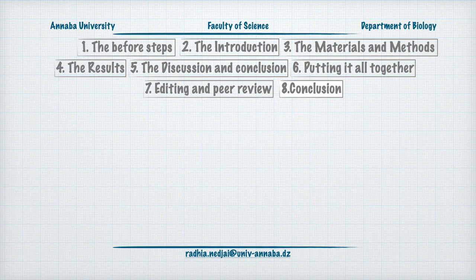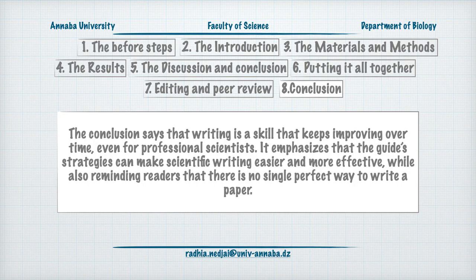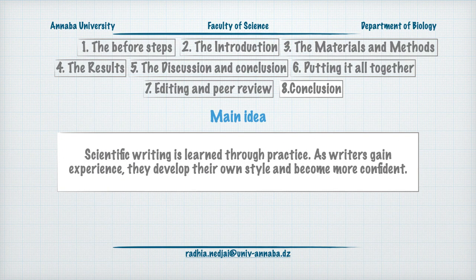The last step is the conclusion. The conclusion says that writing is a skill that keeps improving over time, even for professional scientists. It's not something mastered in a single attempt, but rather improved through continuous practice and reflection. The main idea here is that scientific writing is learned step by step through practice. And as writers gain more experience, they become more confident and gradually develop their own style.